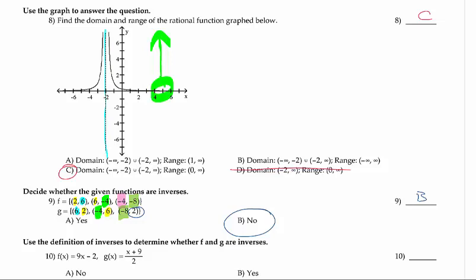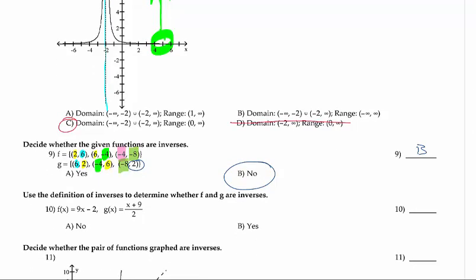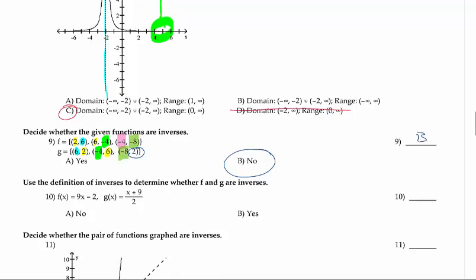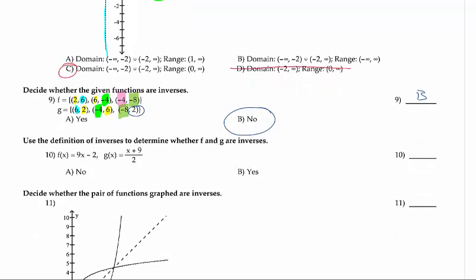All right, so for number 10, we're going to use the definition of inverses to determine whether or not F and G are inverses. And so we just stick one inside of the other, and so we're going to be taking F and sticking it inside of G and see if we get X to come out. So we're going to go F of G of X. I'm sorry, we're doing it the other way. We're doing G of F of X.